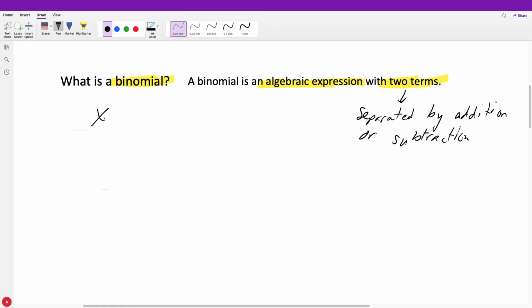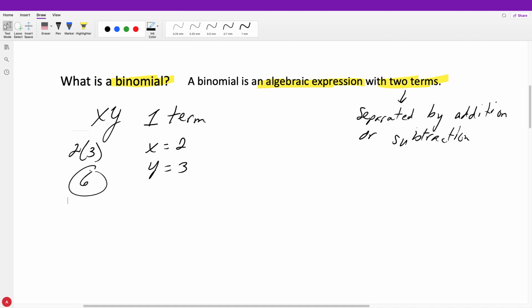So if I give you this xy, this is just one term because those are just two numbers that are being multiplied together. And if we knew what x and y were equal to, it would just give us one number. For instance, if x is equal to 2 and y is equal to 3, this x times y doesn't represent two different numbers. It actually just represents the number 6. So when we see just multiple variables or numbers, it doesn't necessarily mean that there's more than one term. They must be separated by an addition or a subtraction.